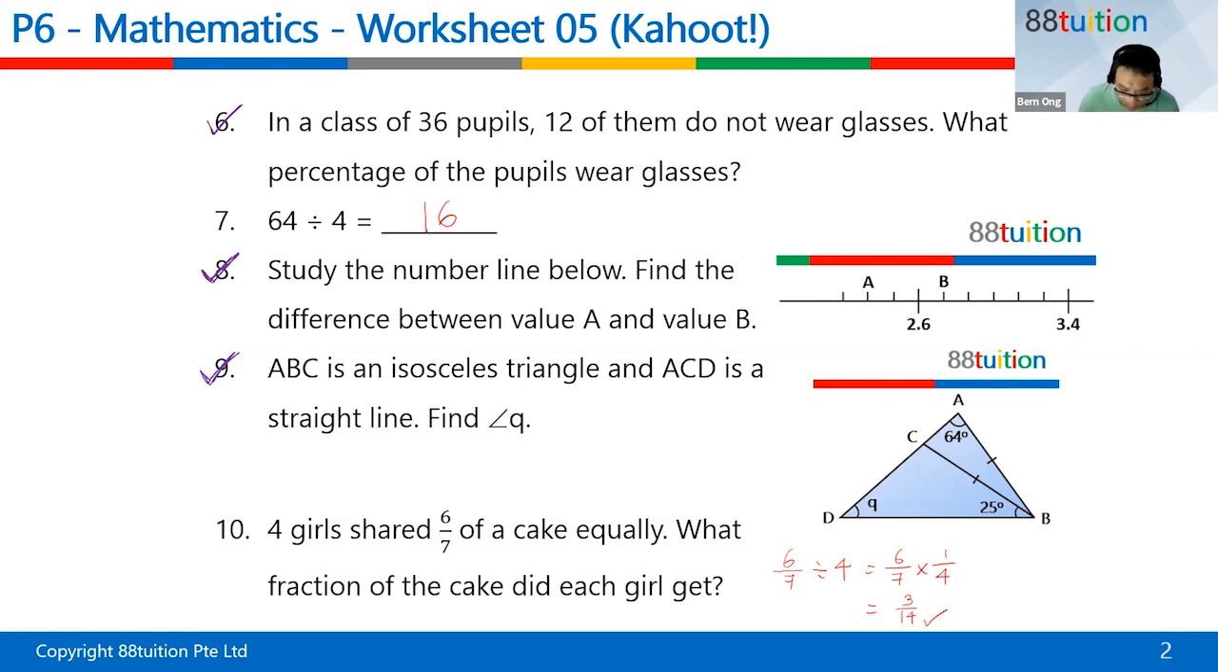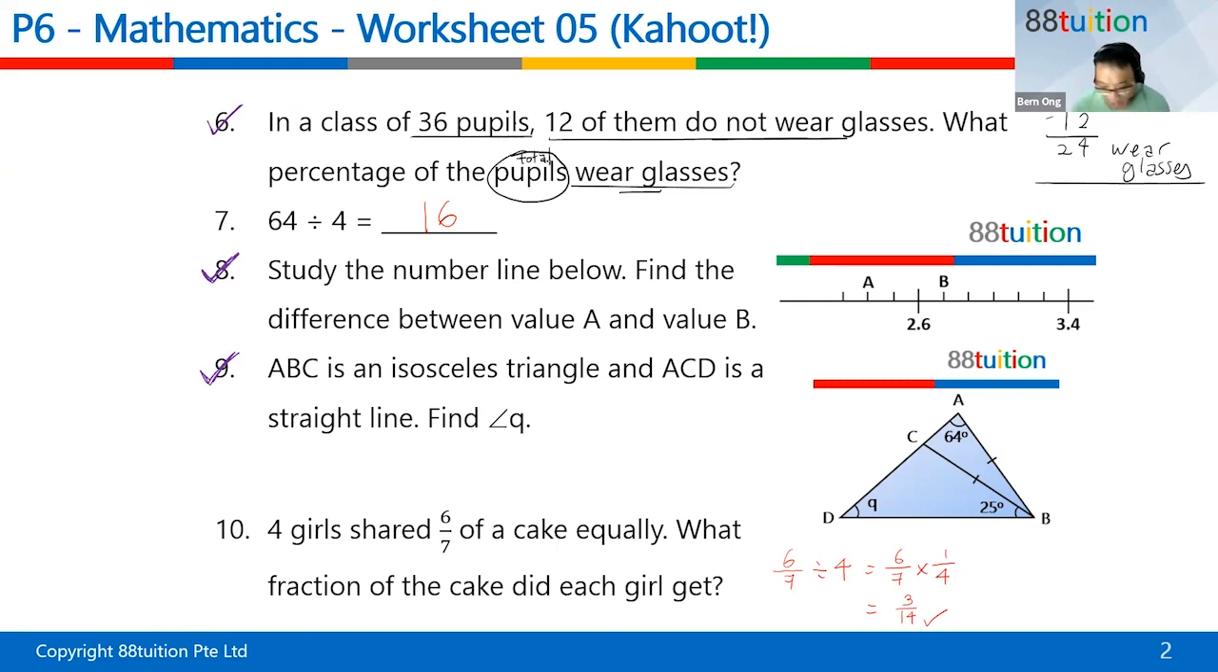All right. So they say that in a class of 36 people, 12 do not wear glasses. Sorry, I read wrongly. What percentage of the pupils wear glasses? All right, so 36 minus 12 will give you 24. 24 wear glasses. So what percentage of the entire total pupils wear glasses?